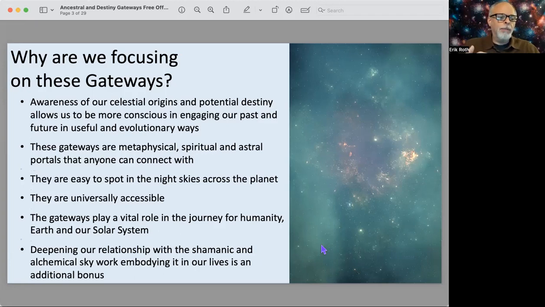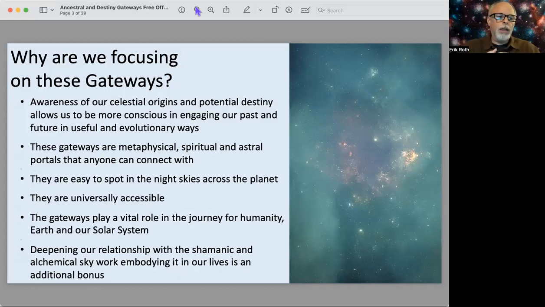but on a personal level, we could also have some things within ourselves and our astrology charts that may be connected to individual stars or the gateway itself. And so they play a vital role for individuals, and the Earth, and ultimately also the solar system. These gateways, these stellar triangles and portals, can deepen our relationship with the shamanic and alchemical sky work, helping embody it in our own lives as an additional bonus.